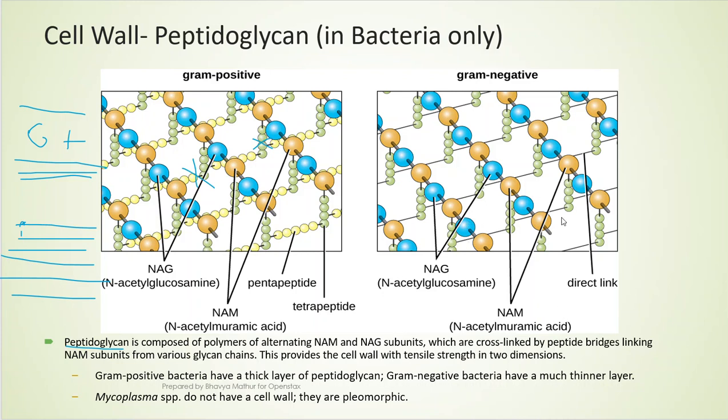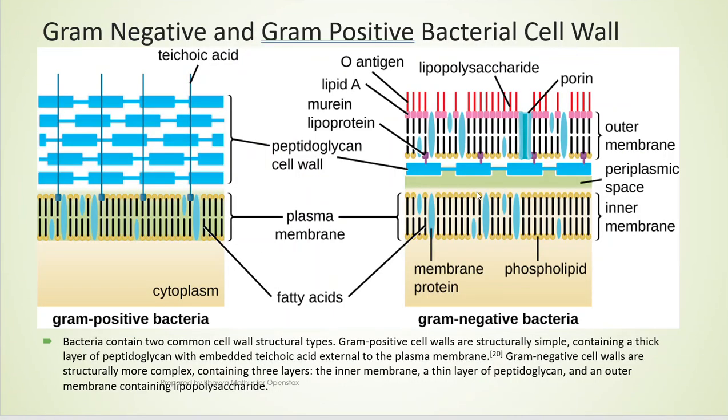And there is the one for the gram negative. They've got the NAG and the NAM, but these guys have direct links. They don't have these pentapeptides. And mycoplasma don't have cell walls. They're pleomorphic, which means they don't have a certain shape. We'll talk more about those. So remember peptidoglycan, remember the NAG and the NAM. Going to be important stuff.